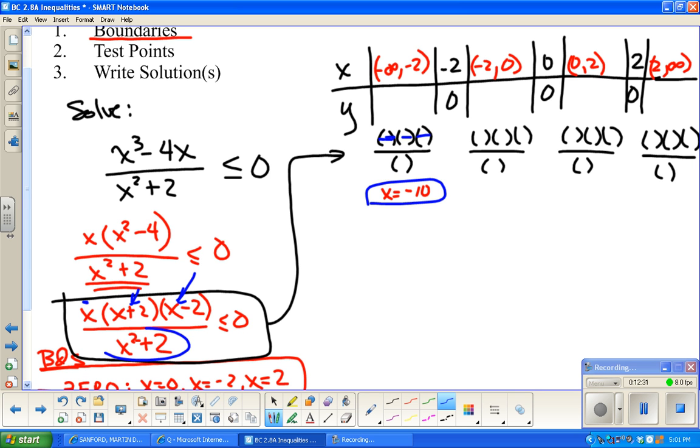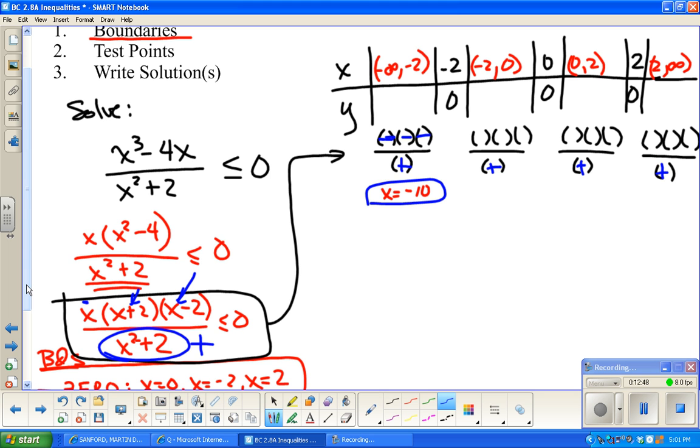And remember, we already said this thing is going to be positive every single time, so I'm just going to go ahead and fill that in. Because something squared plus 2 is always going to be a positive number, even if it was 0 squared plus 2. Okay? All right, and now we're going to pick a value between -2 and 0.